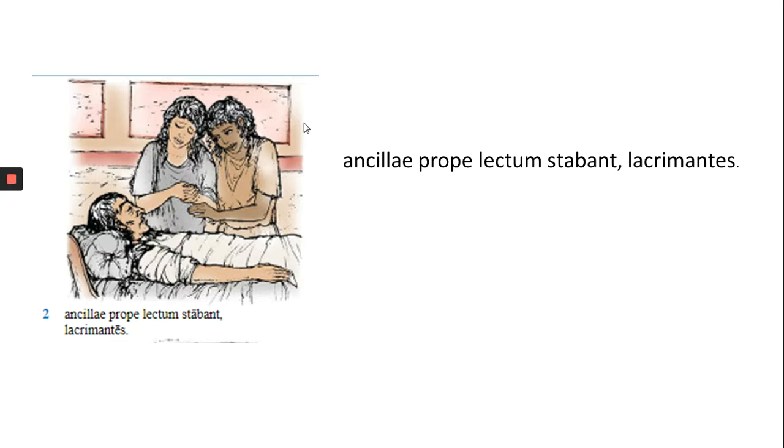Let's have another go. Ancillae prope lectum stabant lacrimantes. What are the slave girls described as doing as they stood near the couch? What does the Latin verb lacrimo, lacrimare mean? The slave girls are described as crying. The slave girls were standing near the couch, crying.